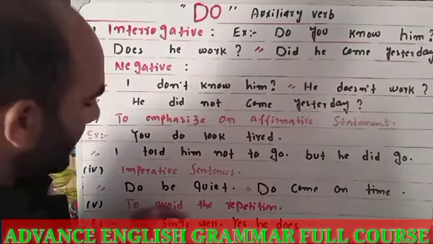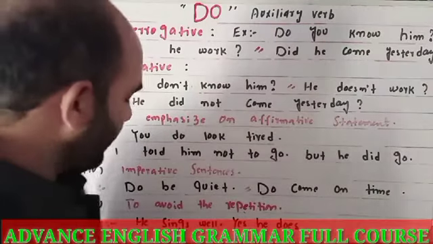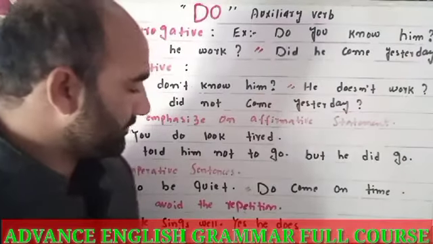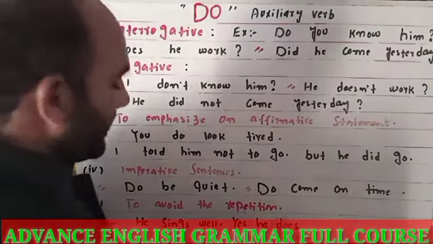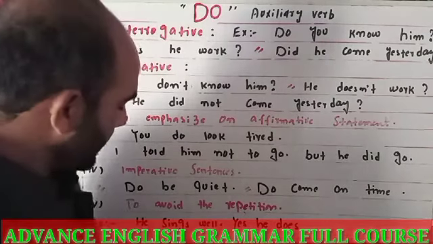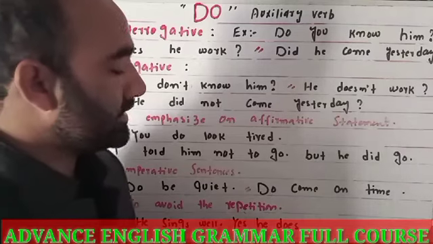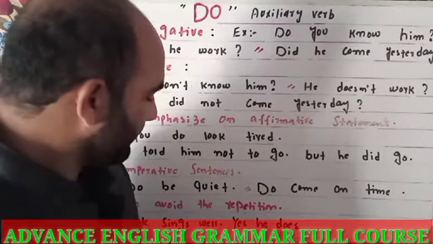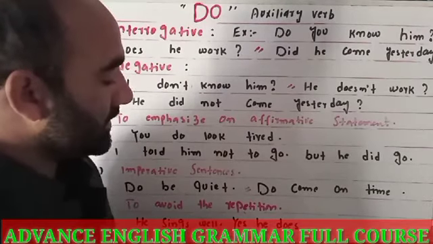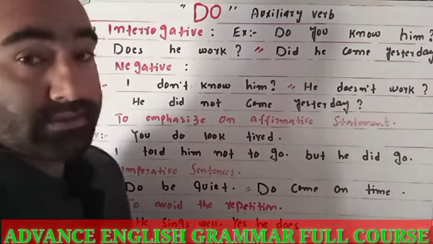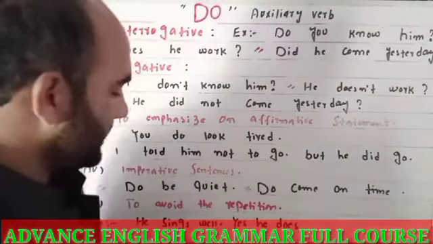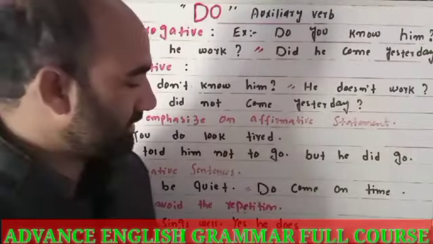The last use is to avoid repetition. For example, he sings well. Yes, she does. So it refers back to the verb sings, right? She sings well. Yes, she does. I cannot say, yes, she sings well. Not at all. We are going to avoid the repetition. We just say, yes, she does.